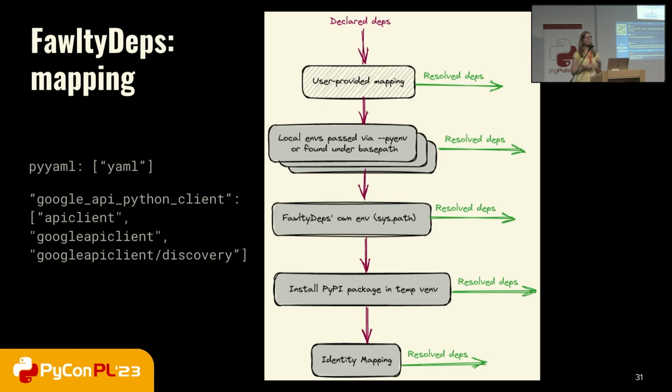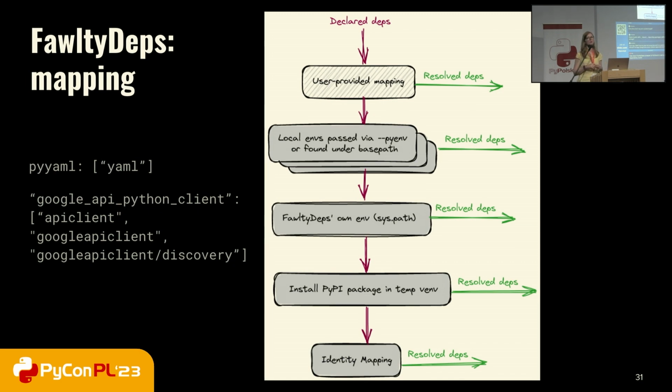So the precedence over everything is taken by the user-provided mapping. So if you as a user say, my PyYAML is mapped to yaml, then that's the truth, whatever is installed in your virtual environment. Then the second stage of this funnel is to check if in this project there are some local environments. You can pass it via one of the command line options, or you can just simply add it in a base path. And that is checked. So if you have a virtual environment in your project installed, it will check if PyYAML is there. If that does not succeed, it will go down.